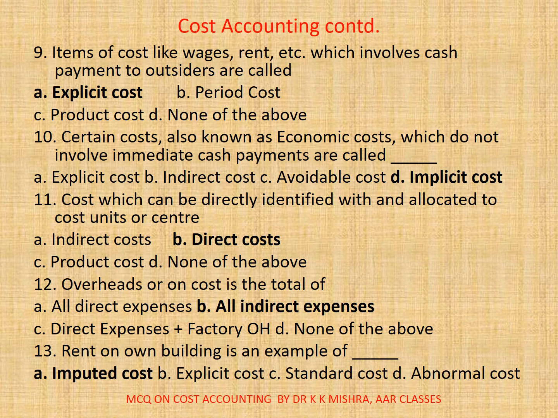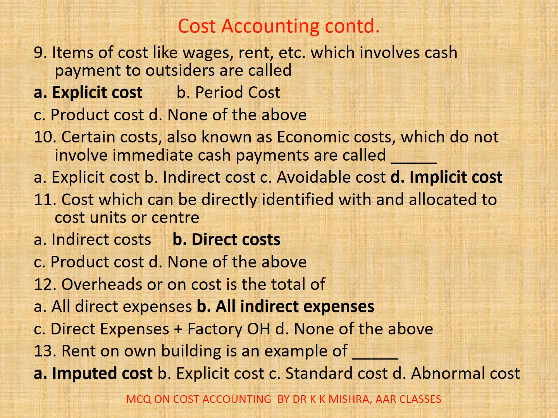9. Items of cost like wages, rent, etc. which involves cash payment to outsiders are called A. Explicit cost. B. Period cost. C. Product cost. D. None. The correct option is A. Explicit cost.